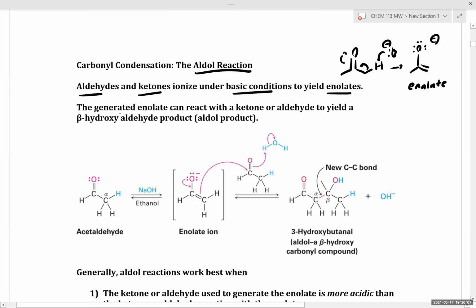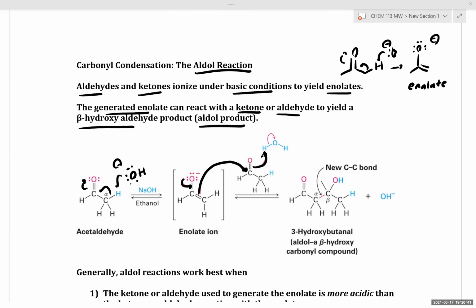This generated enolate, because it's a nucleophile, can react with electrophilic ketones or aldehydes to yield a beta hydroxyaldehyde product known as an aldol product. So for example, if you take acetaldehyde and you treat it with sodium hydroxide, we can deprotonate our alpha position and generate an enolate. From here, our enolate can attack the electrophilic carbonyl carbon of your aldehyde or ketone to give a beta hydroxy carbonyl product.